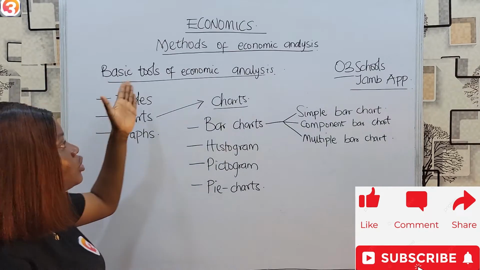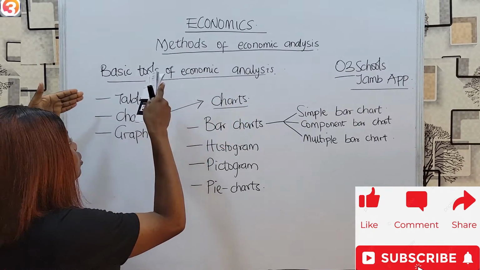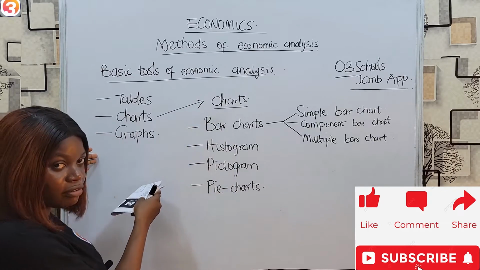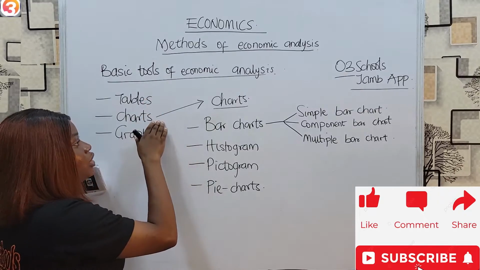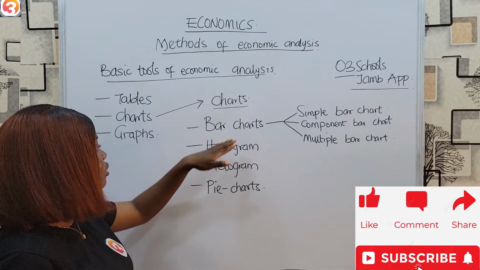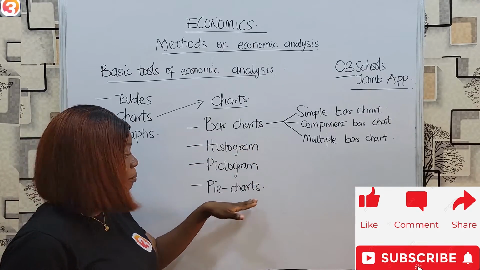We have the basic tools for economic analysis. The first thing we look at was what? Tables. It's divided into 3. We have tables, we have charts, we have graphs. Now we looked at table, and now we're looking at charts. And we saw that our charts are divided into 4 places. We have the bar chart, the histogram, the pictogram, and the pie chart.